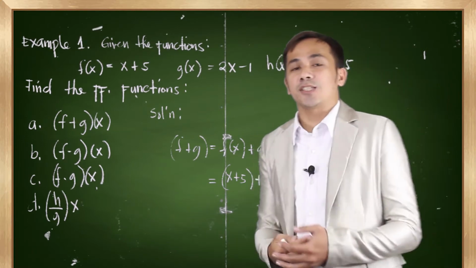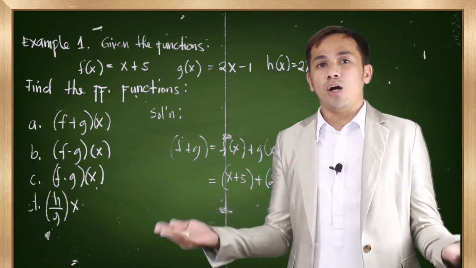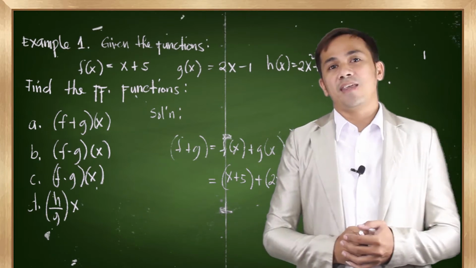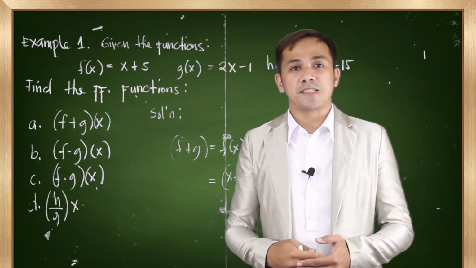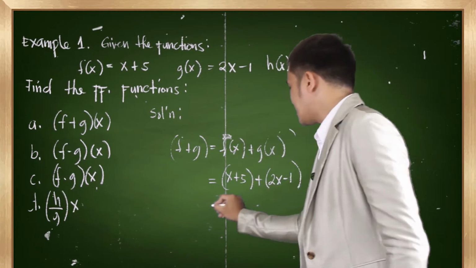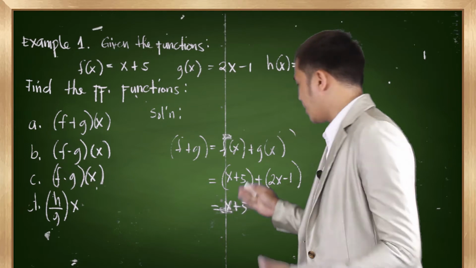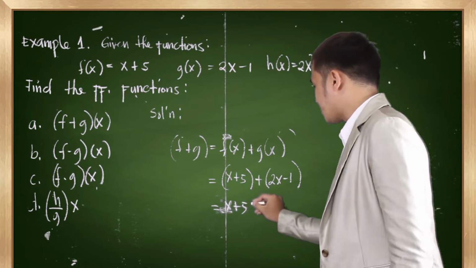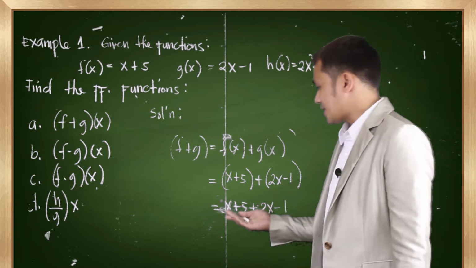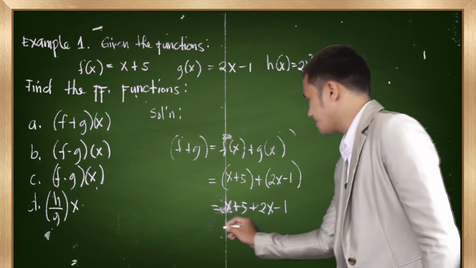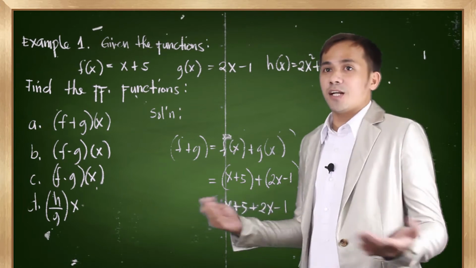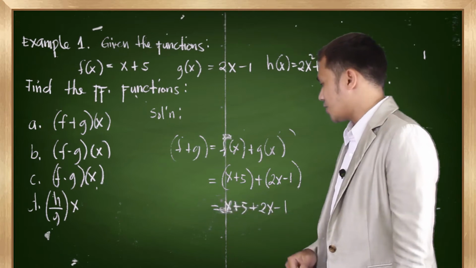To add algebraic terms, we have to remember that we can only add terms if they are similar. And we can say that the terms are similar if they have the same literal coefficient and exponent. So for x plus 5, we can remove the parentheses: x plus 5 plus 2x minus 1. So what is the sum of x and 2x? Since these are similar terms, in adding similar terms we just add the numerical coefficients.